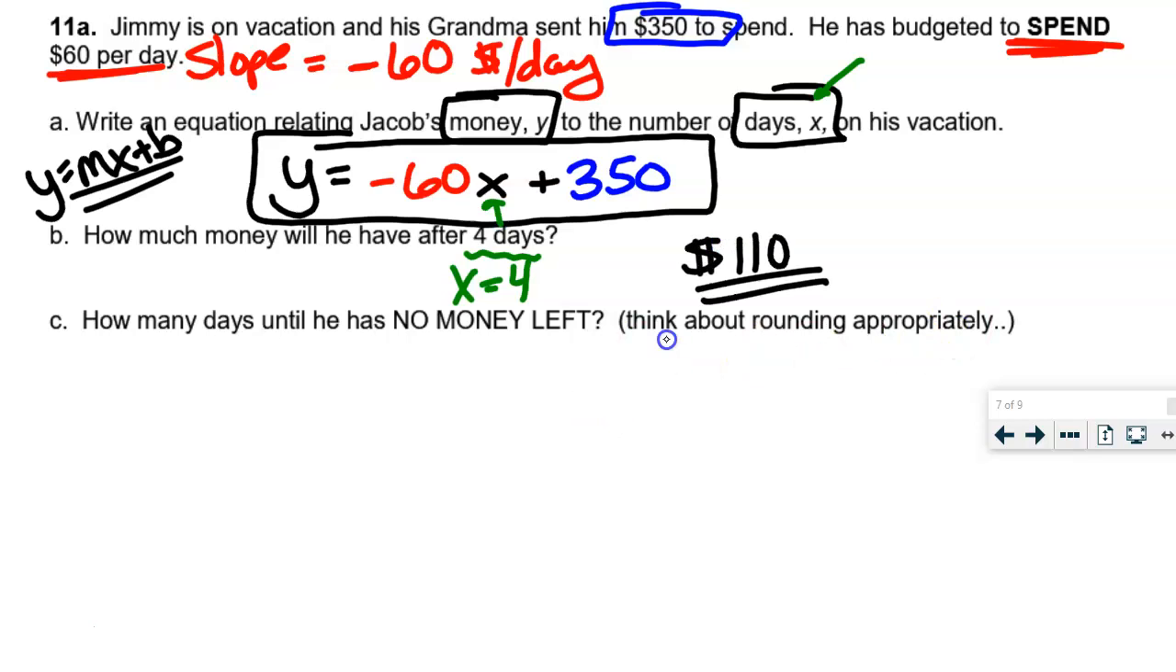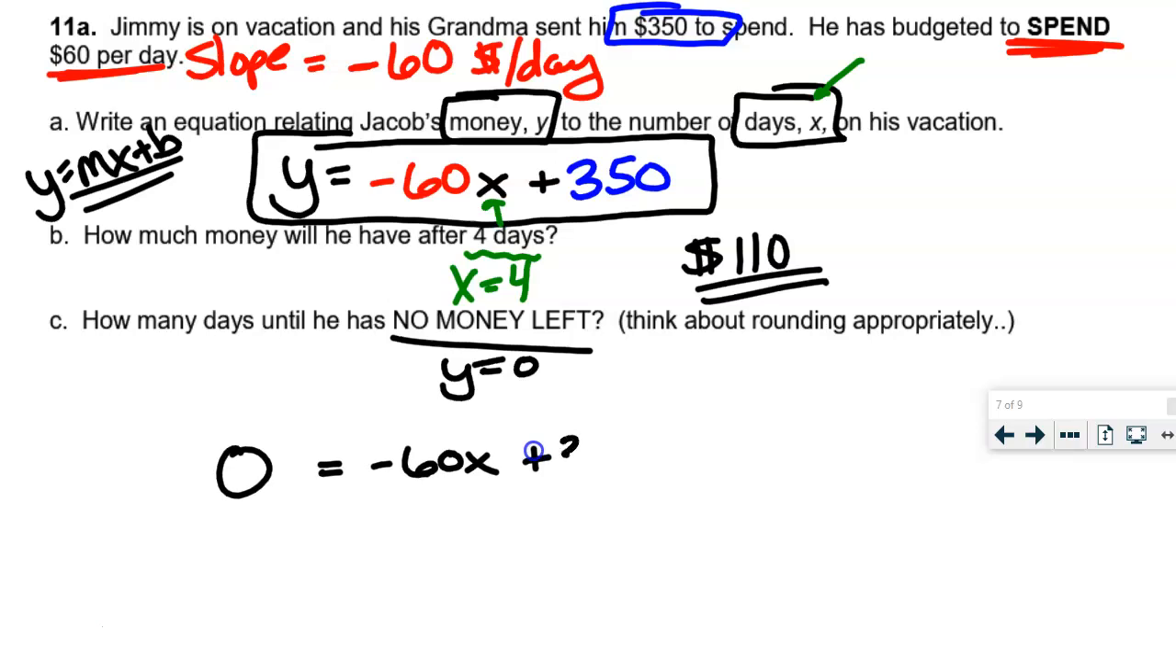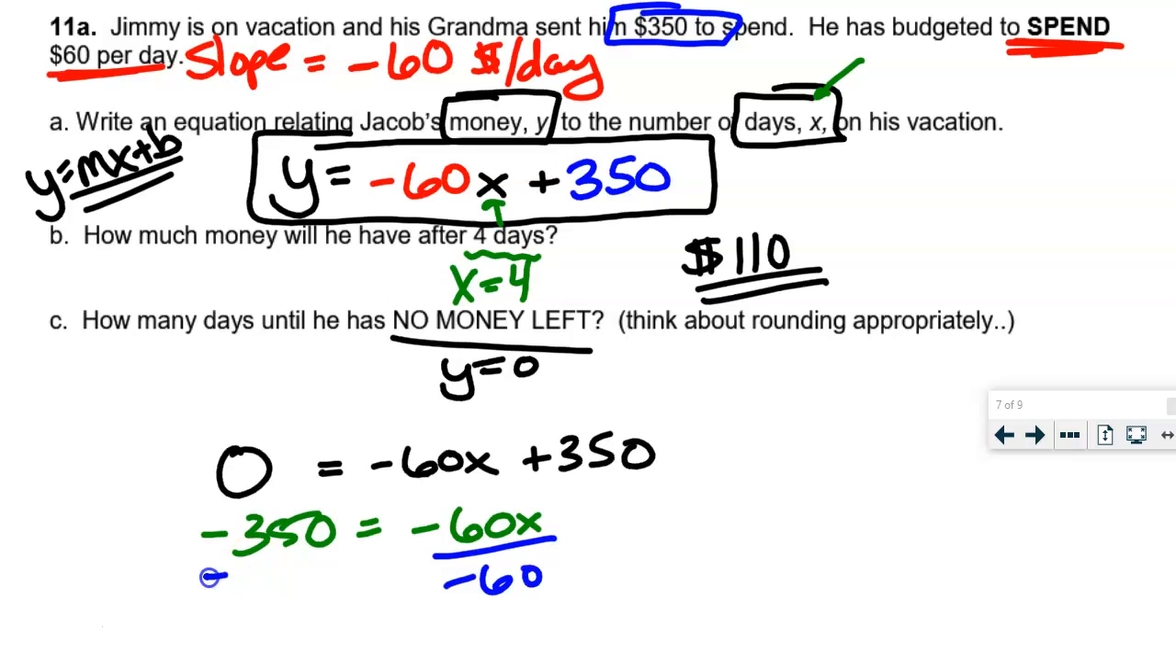Then this next question, you got to think a little bit. When he has no money left, right? So that would be when y equals 0. If you put a 0 in for y, and you tried to solve the original equation now, so maybe you'd subtract 350, and then you're going to have to divide by negative 60, and your calculator is not going to give you an integer. It's rational, but whatever. So it gives you a decimal answer. It's like 5.83 repeating.